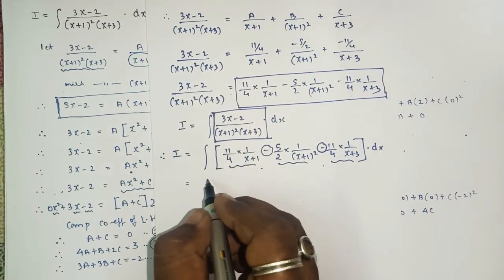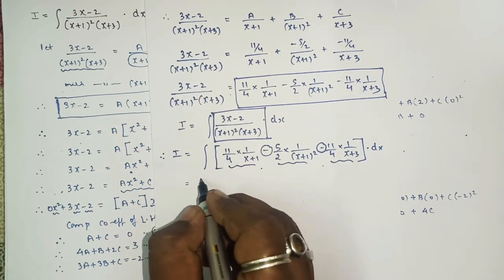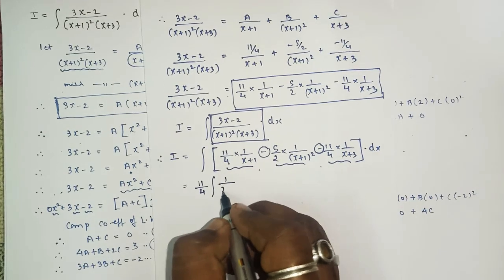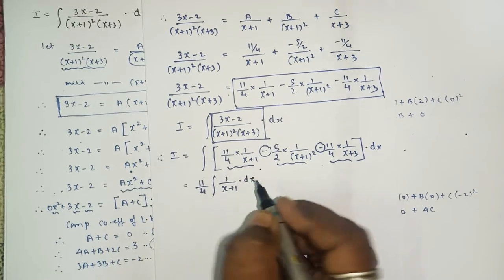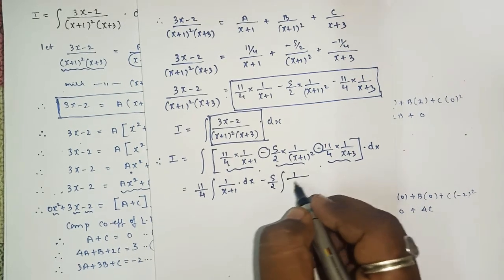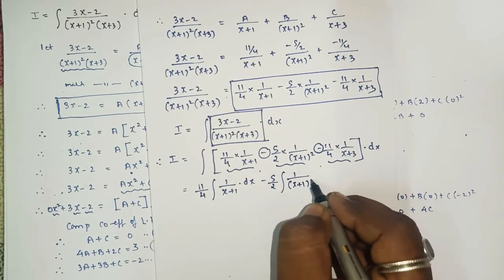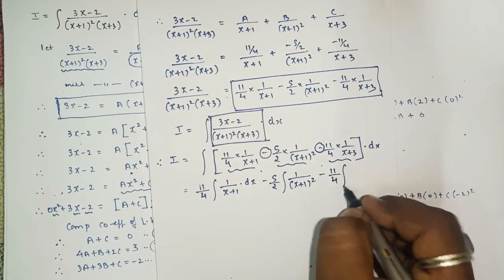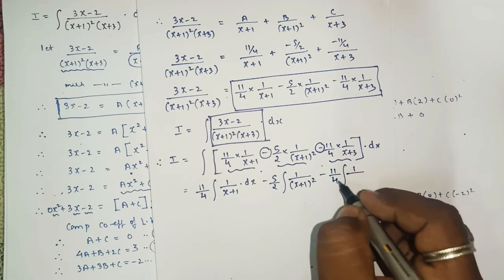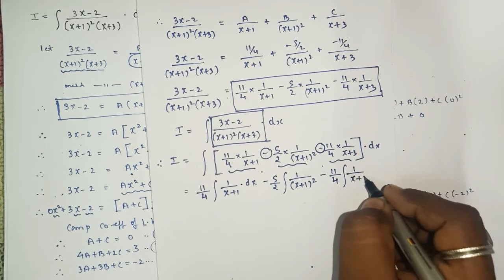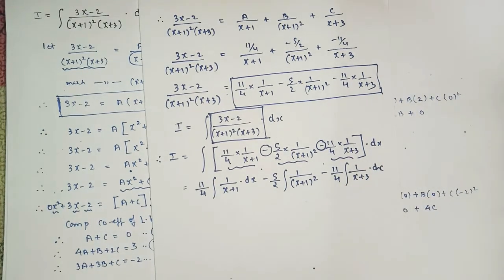So this can be written as 11 by 4 is constant, so we can write it outside the integral, into 1 upon x plus 1 into dx. As here 5 upon 2 is constant, it can be written outside, with 1 upon x plus 1 the whole square. Here 11 by 4 is constant, so it can be written outside the integral, and the integral of 1 upon x plus 3 into dx. I hope you all understood the sum till here.